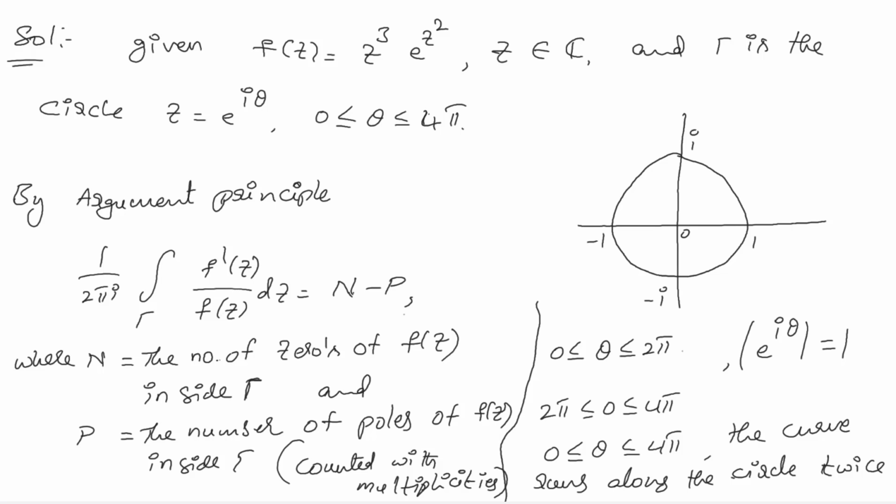What does counted with multiplicity mean? Suppose there exists a zero or a pole of the same function f of z which is repeated twice, then the multiplicity of that zero or pole is 2. That should be counted as the multiplicity. And whenever it is a triple zero or triple pole, the order of that pole or zero is 3. That is counted as multiplicity.